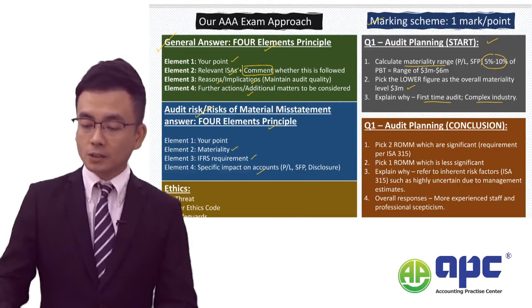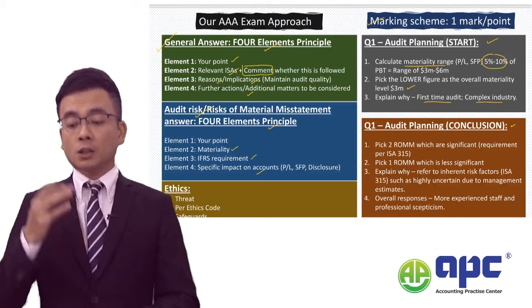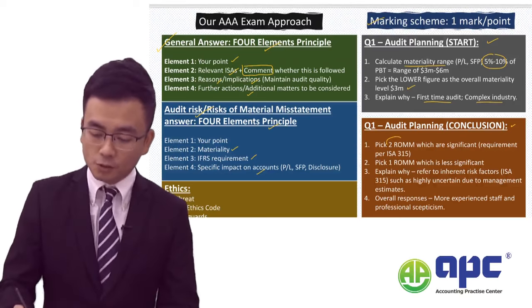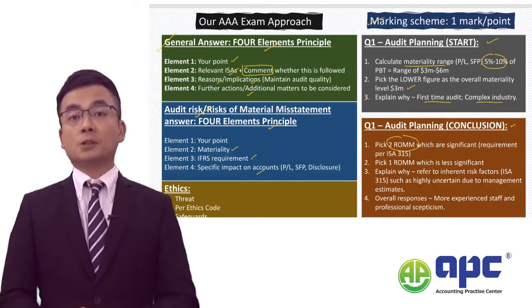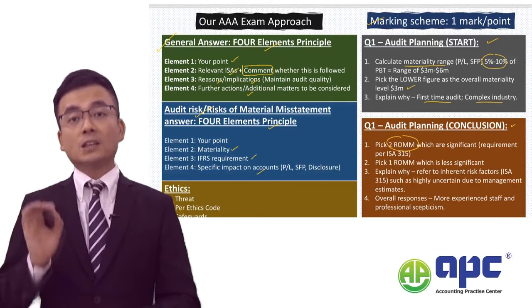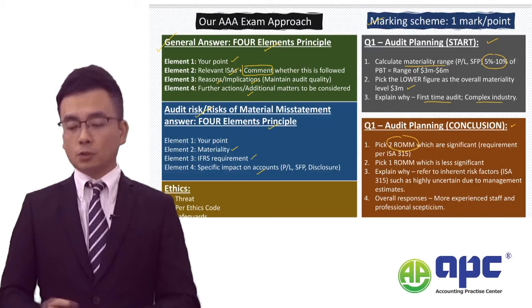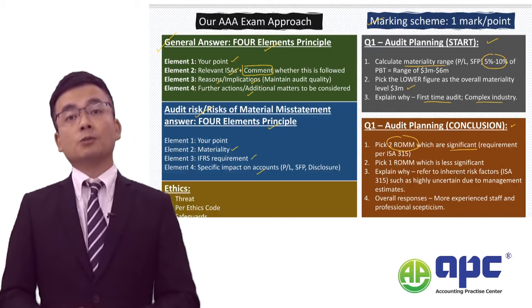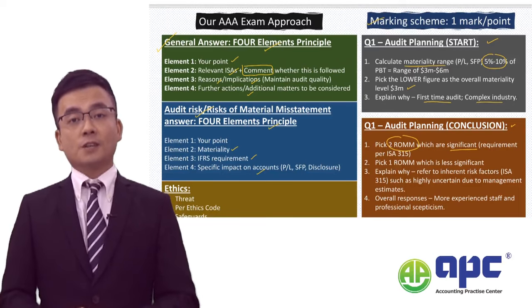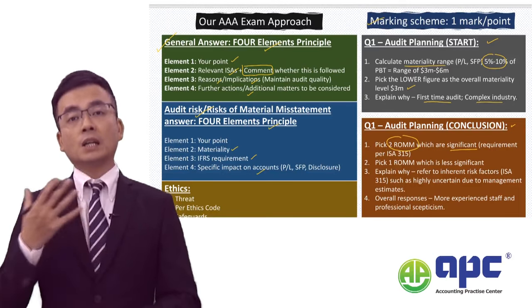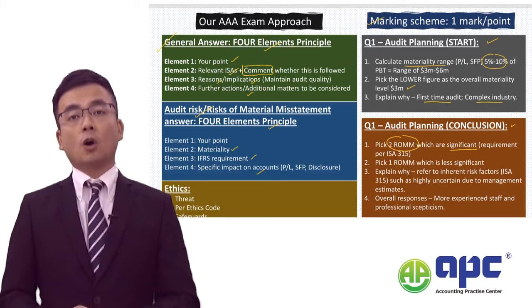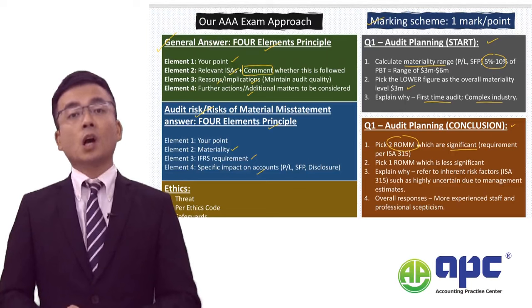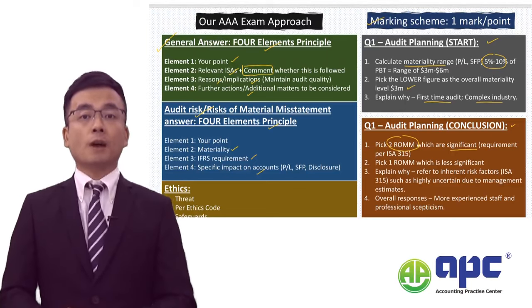However, in the conclusion part of question one, always make sure that you quote the following. Pick two risks of material misstatement that you evaluated before, but these risks of material misstatement would be significant. So what you need to do is to refer to ISA 315 related to the significant risk of material misstatement, touching on the concept of inherent risk factors.